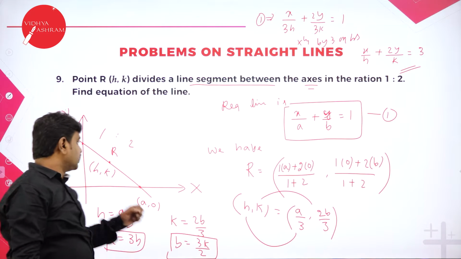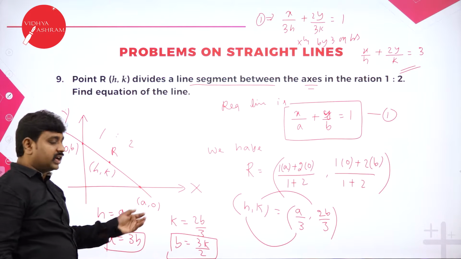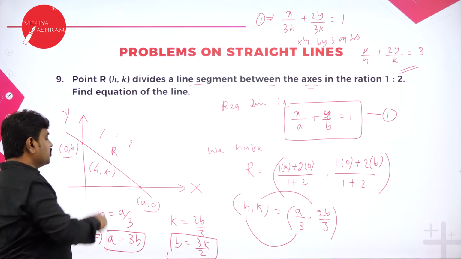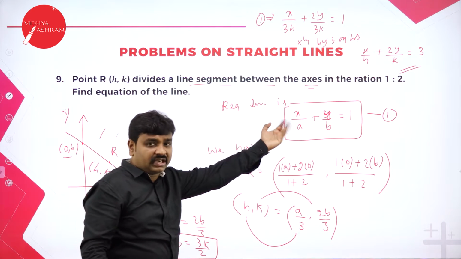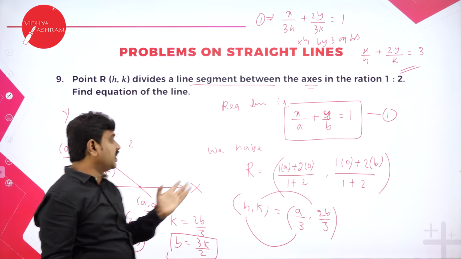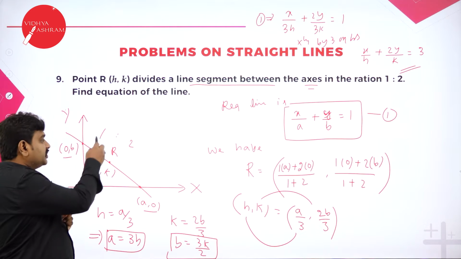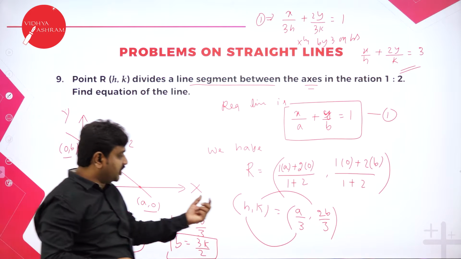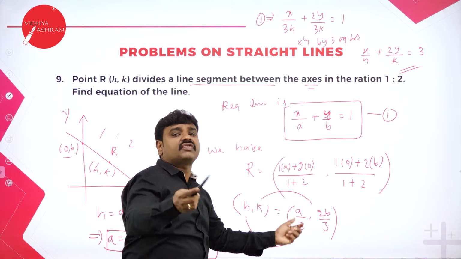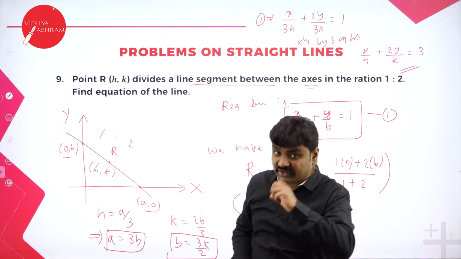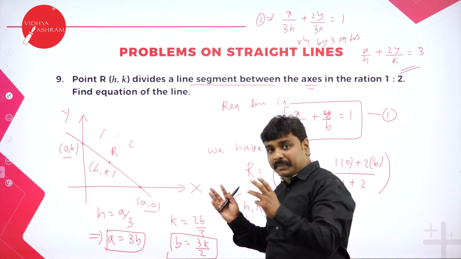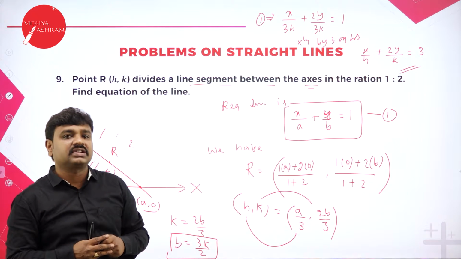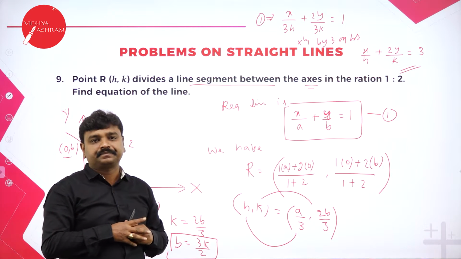So please understand, they told there is a line cutting the coordinate axes. Whenever a line cuts the coordinate axes, this is the x-intercept and this is the y-intercept, and using the intercept form I wrote the line equation. But to find a and b, they gave a hint. R is a point which divides these two in the ratio 1:2, and the R value they gave as h comma k, and to find R we know the section formula for internal division. I'm using the section formula for internal division, and I'll compare and get the x coordinate and y coordinate. From that we can arrive at the result. I hope all of you understood this.